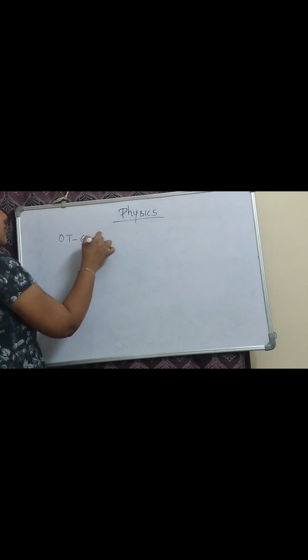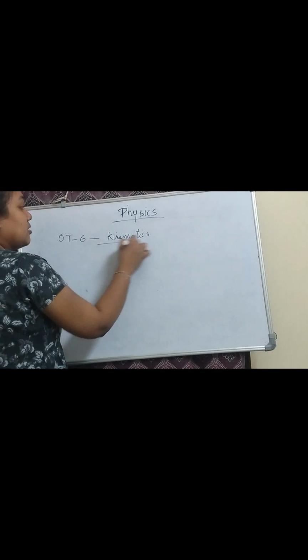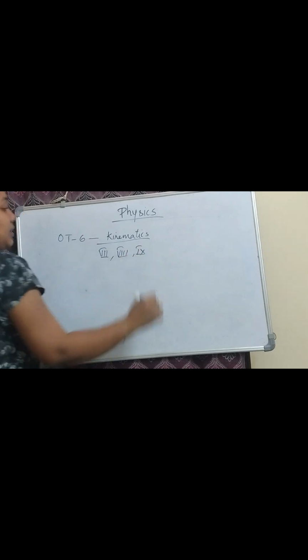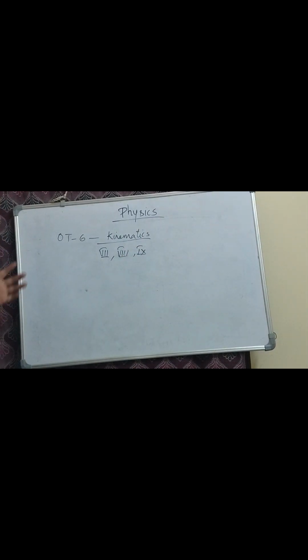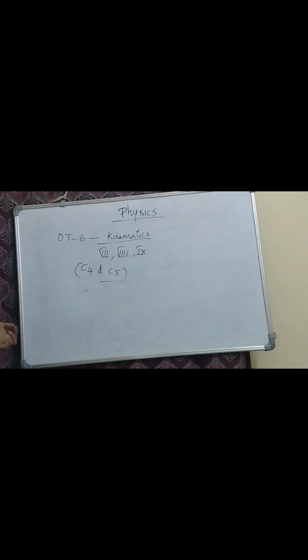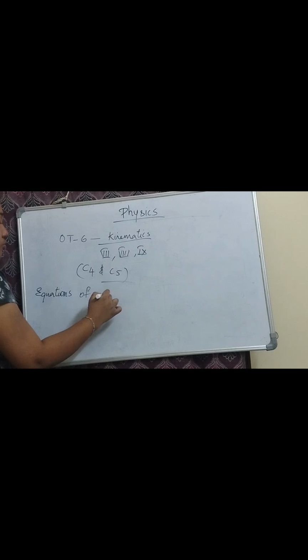So in physics, for OT 6, the portion will be kinematics, concepts 7, 8, 9. These are the major concepts. This is the syllabus for OT 6 kinematics for 6, C4 and C5 classes. Mostly in these three concepts, we are going to solve problems based on equations of motion.